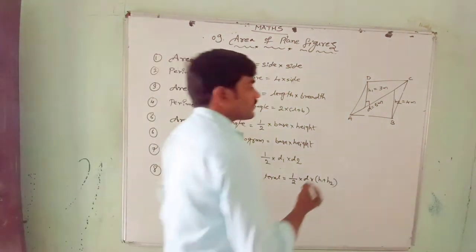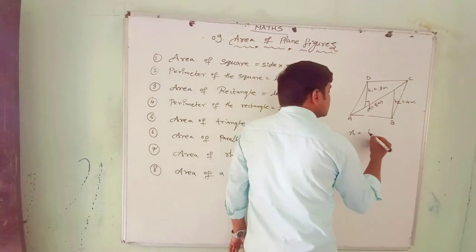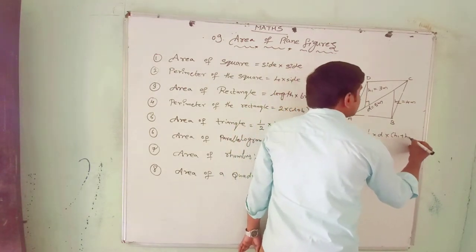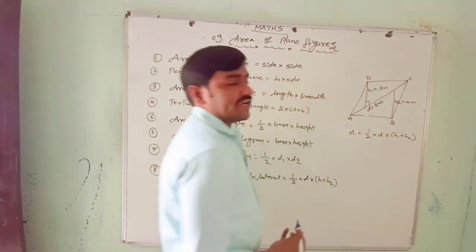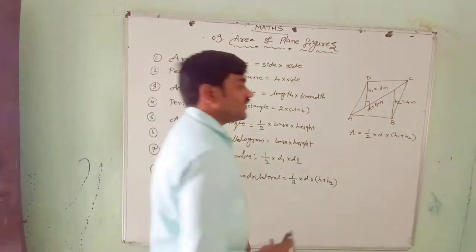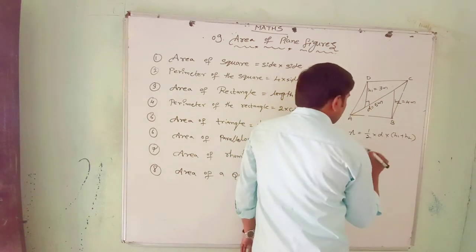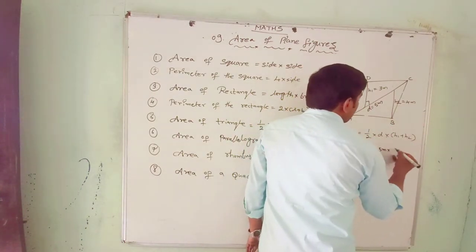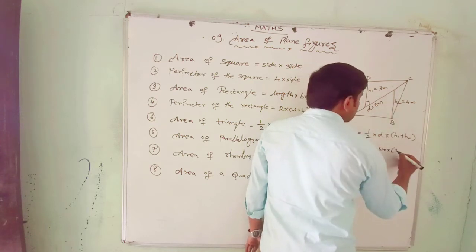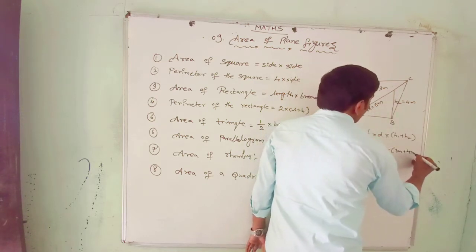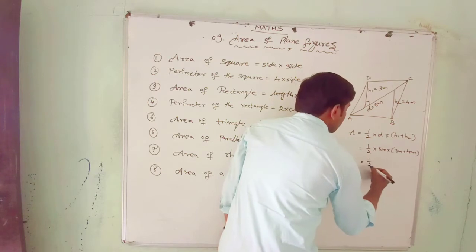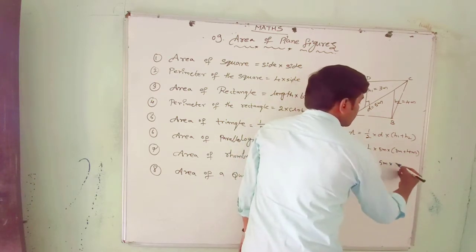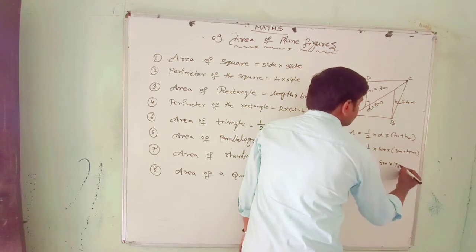Area of this quadrilateral. The formula is 1 by 2 into diagonal D into the sum of these perpendicular heights, H1 plus H2. That is equal to 1 by 2 into D, which is 5 meters, into H1 plus H2, 3 meters plus 4 meters. That is 1 by 2 into 5 meters into 3 plus 4, which is 7 meters.